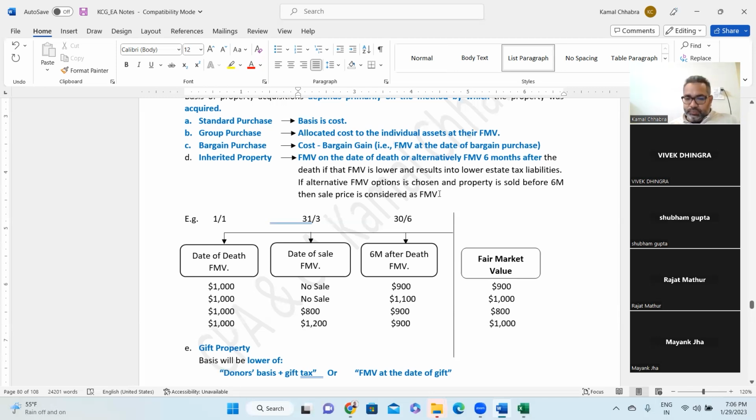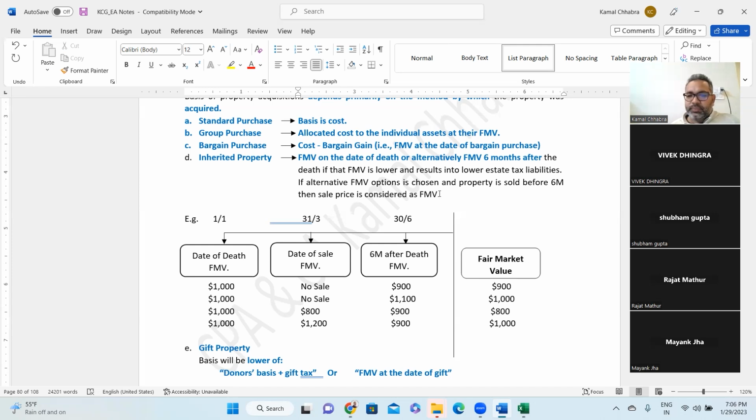Why is there no $900 option in this? Because you have already sold. So how can you take that option? Before 6 months, you have already sold. So if you have already sold, you cannot avail that benefit. So in scenarios 3 and 4, you cannot avail the benefit of 6 months after the death date, because you have already sold it.